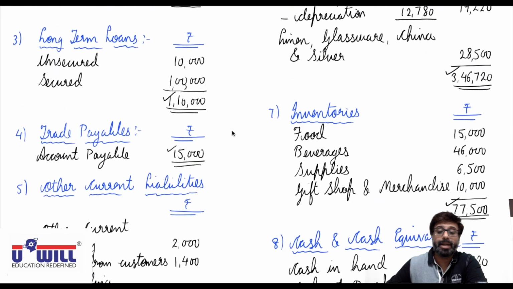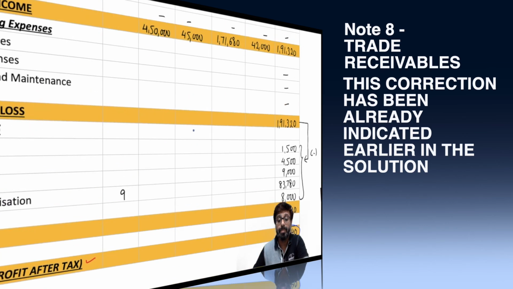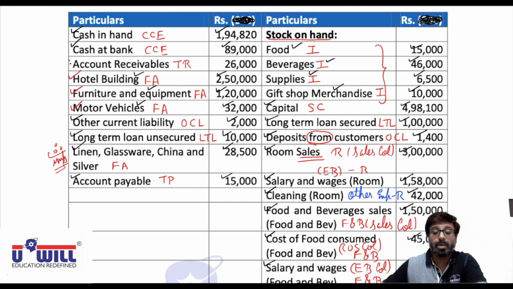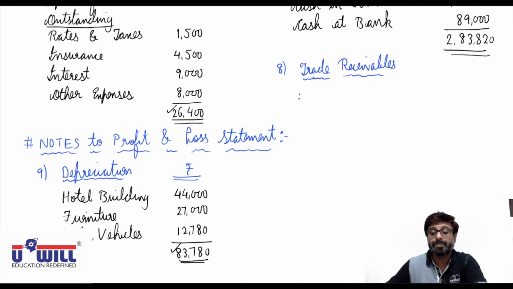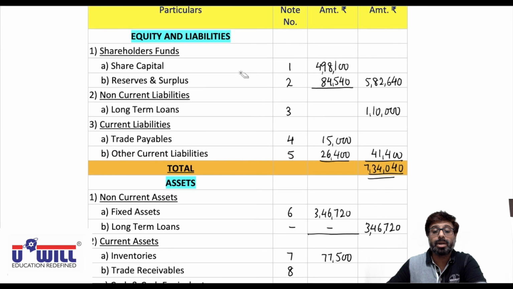Okay, trade receivables we forgot to write. So this cash and cash equivalents will become note number 9. 8 would be trade receivables. Okay, trade receivables, we all have it in the question. Accounts receivables, TR we would have marked. Here we have it, 26,000. So accounts receivables 26,000. Total also 26,000. And accordingly, note to P&L account, this profit and loss statement would become note number 10. Okay, so in P&L statement, you all can mark this as note number 10.